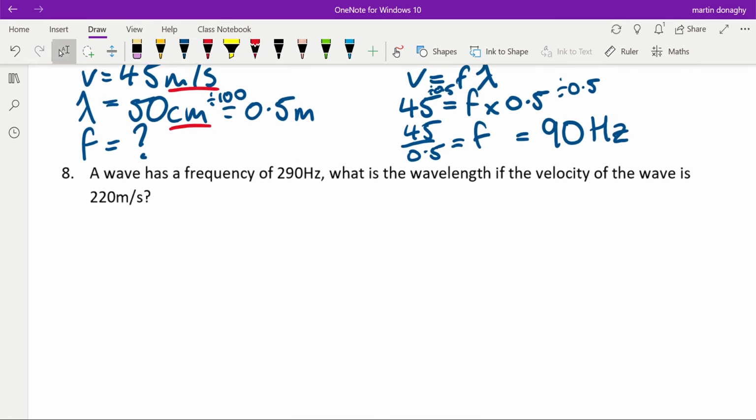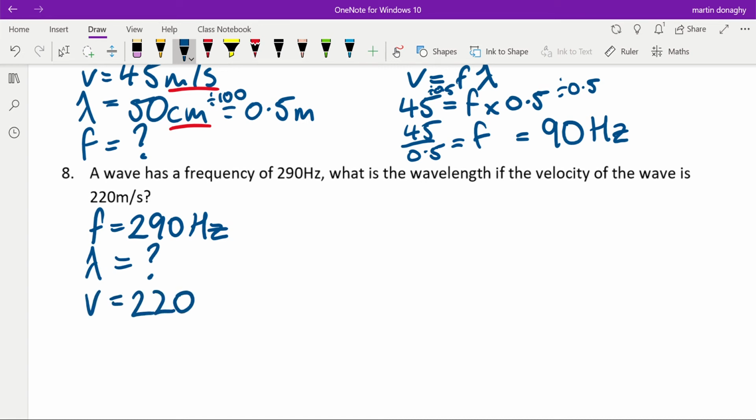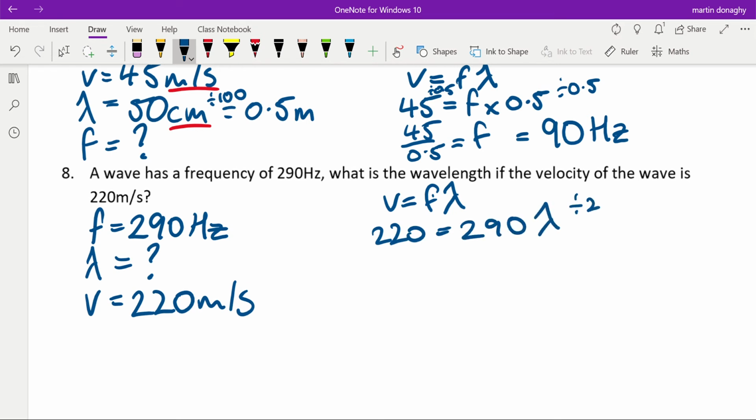Next one. A wave has a frequency of 290 hertz. What is its wavelength? If the velocity of the wave is 220 meters per second, write out your equation. V equals F lambda. 220 equals 290 lambda. Divide both sides of the equation then by 290.